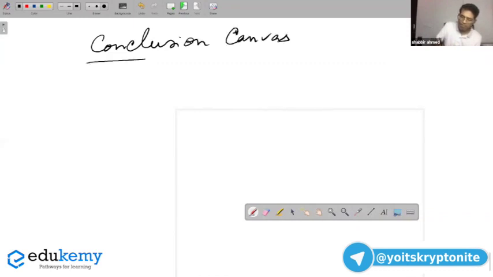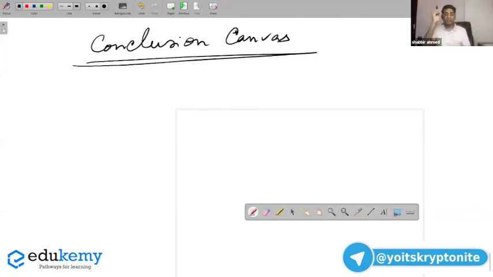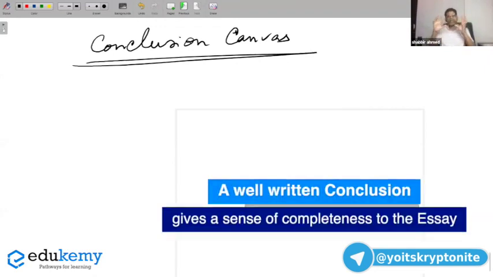Okay, so in your conclusion, your conclusion canvas. And see, conclusion, I mean, every part is equally important. But conclusion now is kind of the proper packaging. Okay, conclusion gives your essay a sense of completeness.